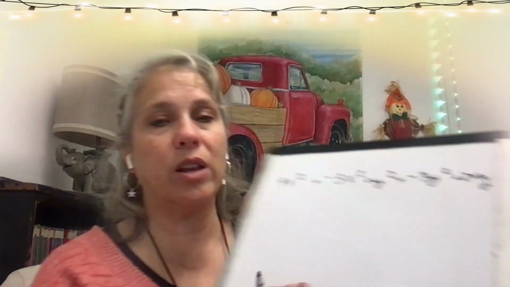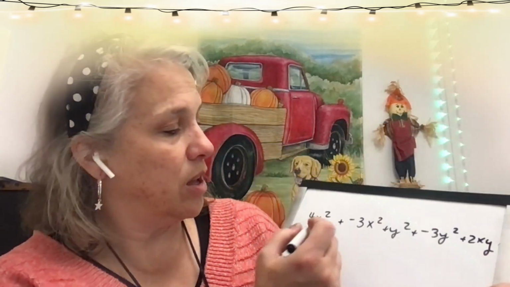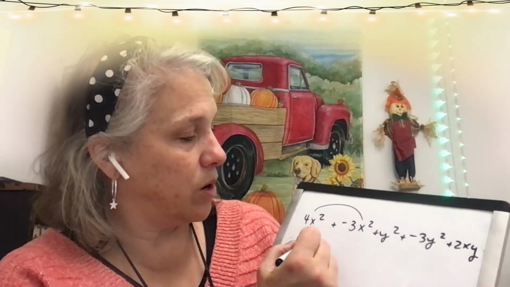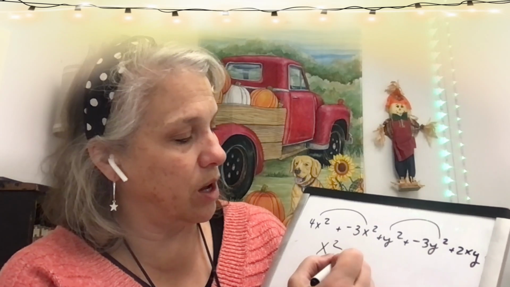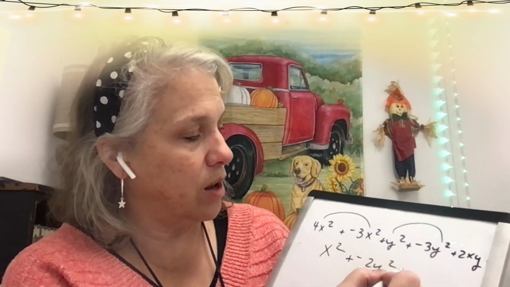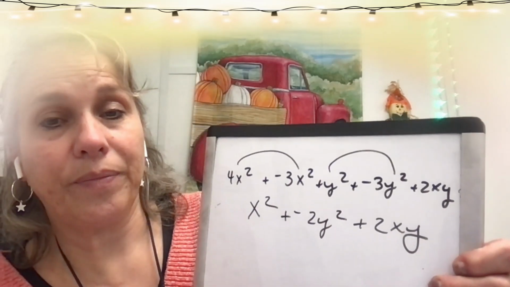All right, the next one, number 4. I have 4x squared plus negative 3x squared plus y squared plus negative 3y squared plus 2xy. I can only combine like terms again. So 4x squared plus negative 3x squared, let's see, that's x squared. Y squared plus negative 3y squared is plus negative 2y squared plus 2xy. And we are done. You can't combine any more than that.